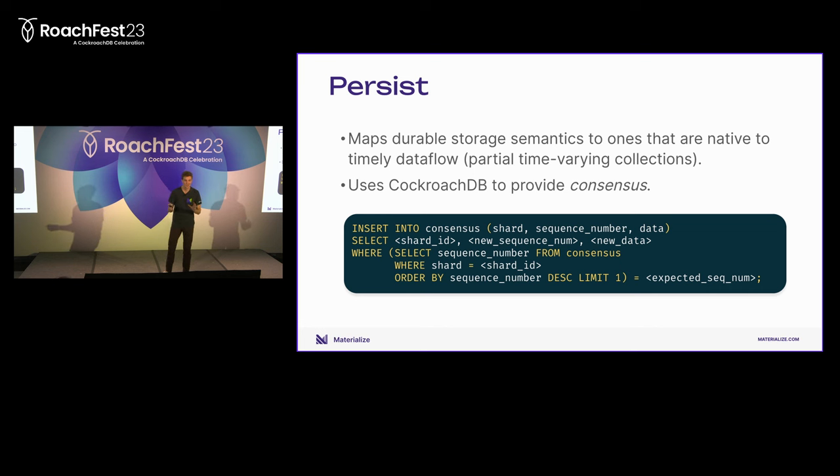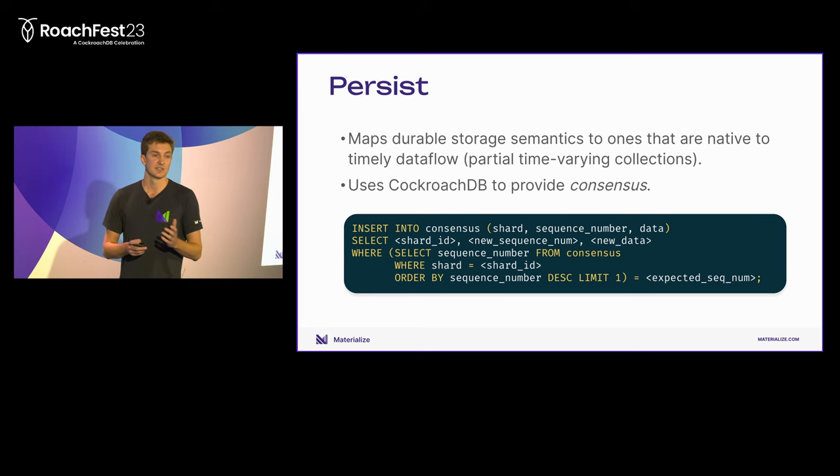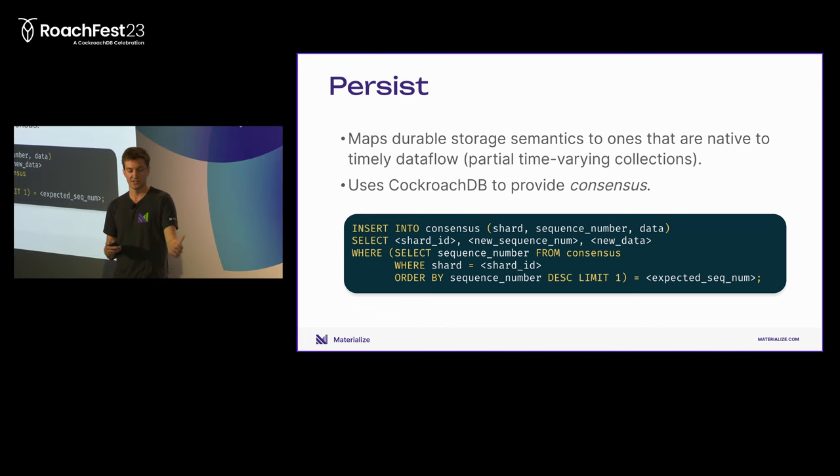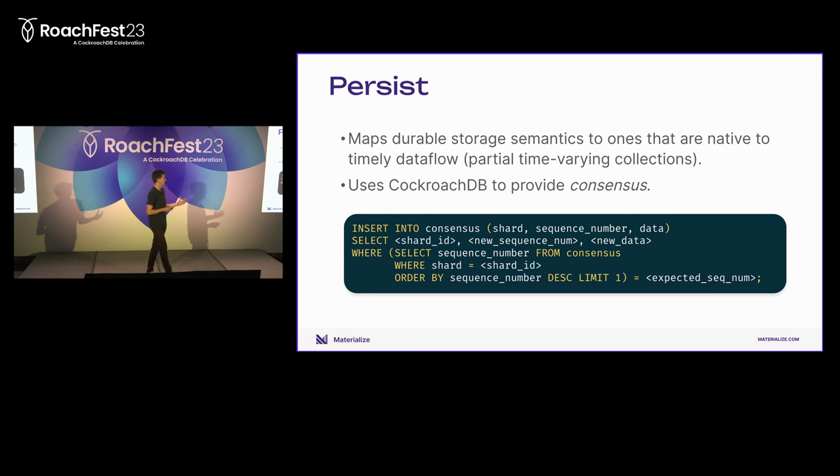Now, that's a bit of jargon, but timely dataflow is the framework that makes up Materialize. It's what enables us to do that incremental compute. And so persist and partial time-varying collections are the data abstraction core to timely dataflow. So this persist service is what maps, again, these blobs to these PTVCs, as we call them. And it uses Cockroach to do this mapping, but also uses Cockroach to provide consensus.